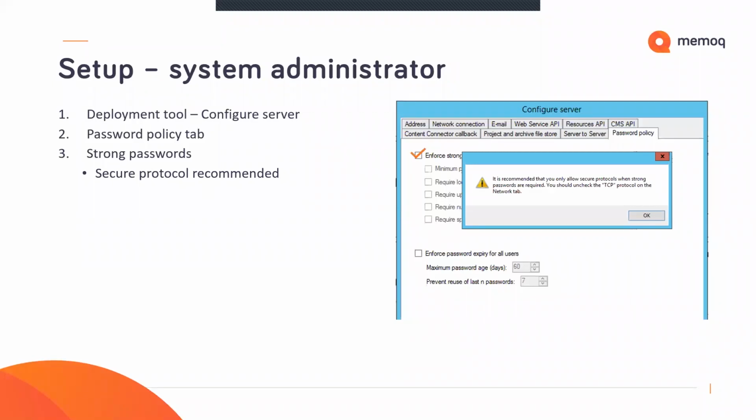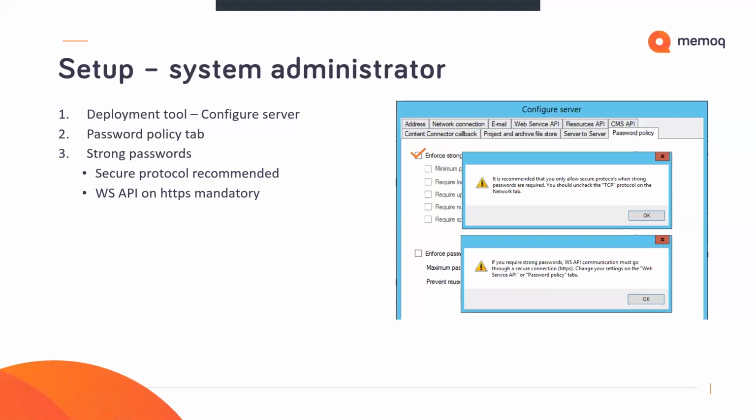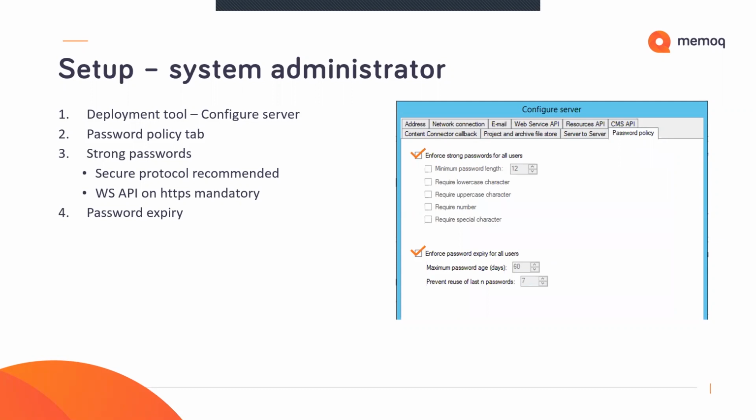There are a couple of requirements, mostly around security. So secure protocol is recommended if you turn this on. And if you turn this on and also use WS API, then you must use a secure connection for that. There are technical reasons behind that, but actually using secure protocols is a good practice anyway, regardless of this whole thing. And you can turn on or off password expiry regardless of all this.